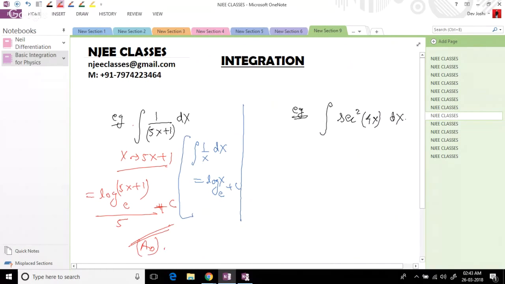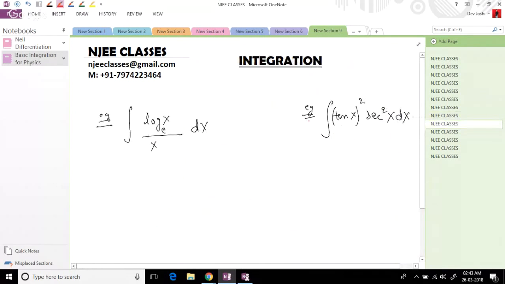In the same way, sec square 4x. So basically we know the integral of sec square x is tan x. So sec square 4x is tan 4x divided by the coefficient of x. So the coefficient of x is simply 4, plus c. Alright.